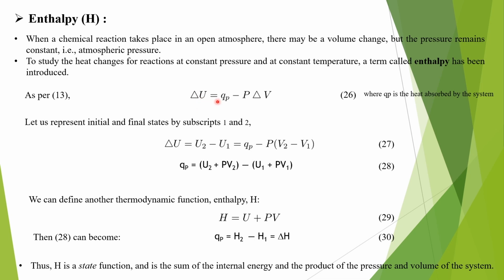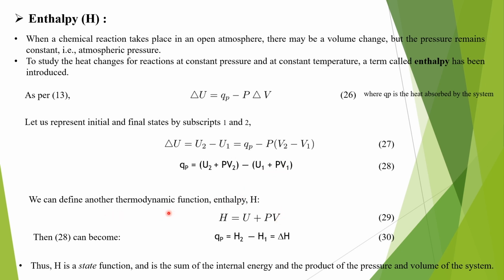So, delta U, we know, is Q plus W. Q at constant pressure is Qp, and W is minus P delta V. So, we get delta U is Qp minus P delta V. Now, let us represent the initial and final states by subscripts 1 and 2. So, delta U is U2 minus U1, which equals Qp minus P times V2 minus V1. If you rearrange this, we get Qp is U2 plus P V2 minus U1 plus P V1.